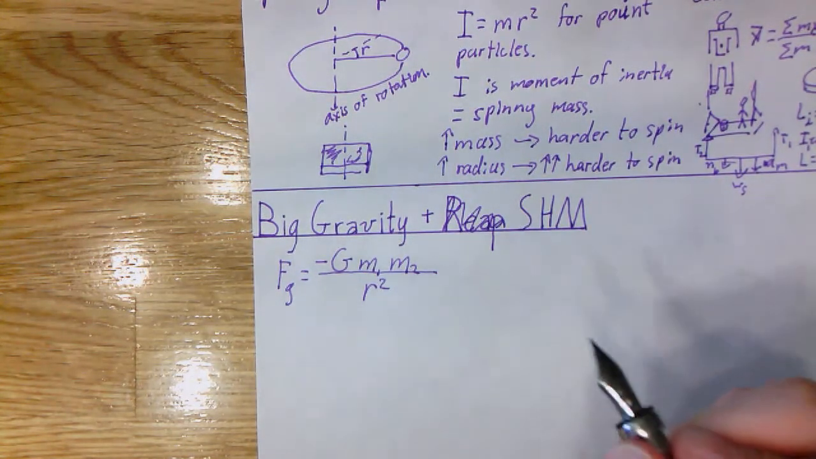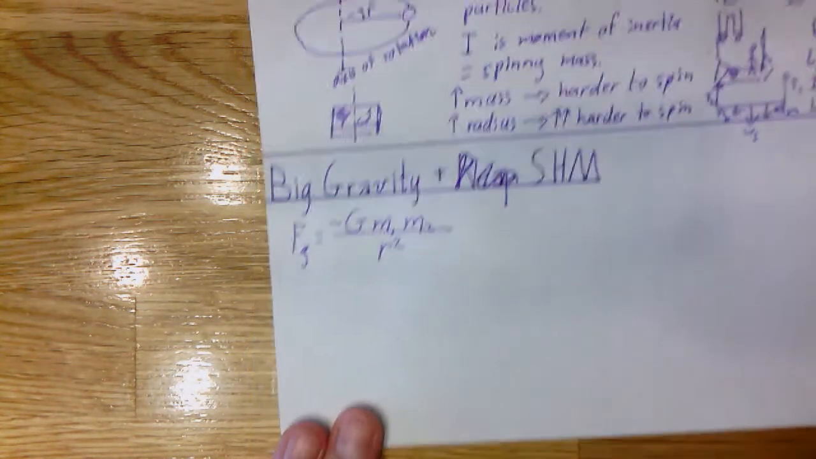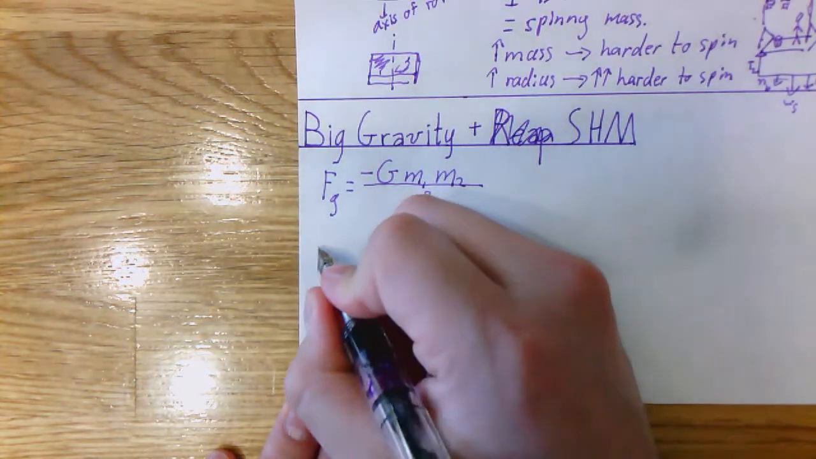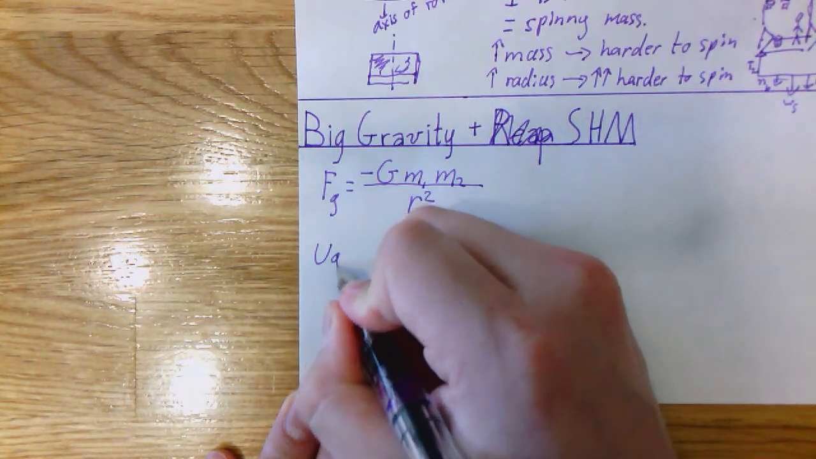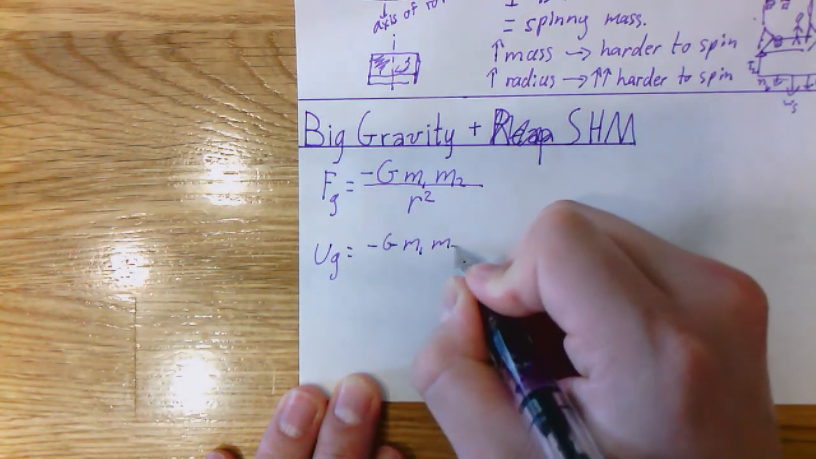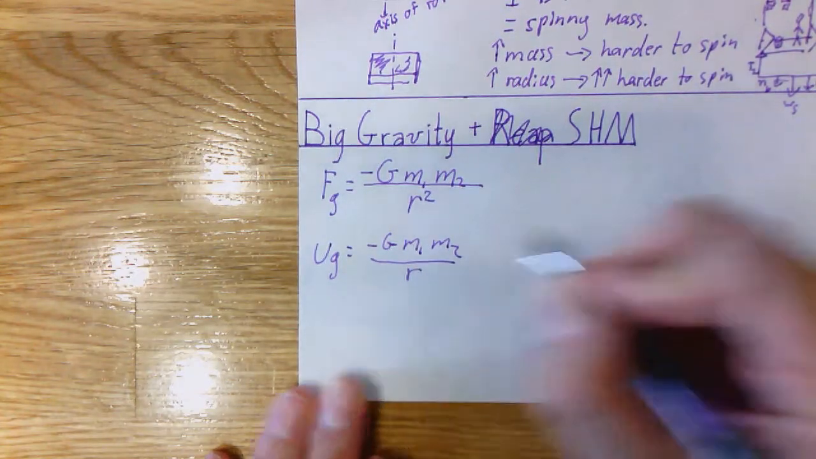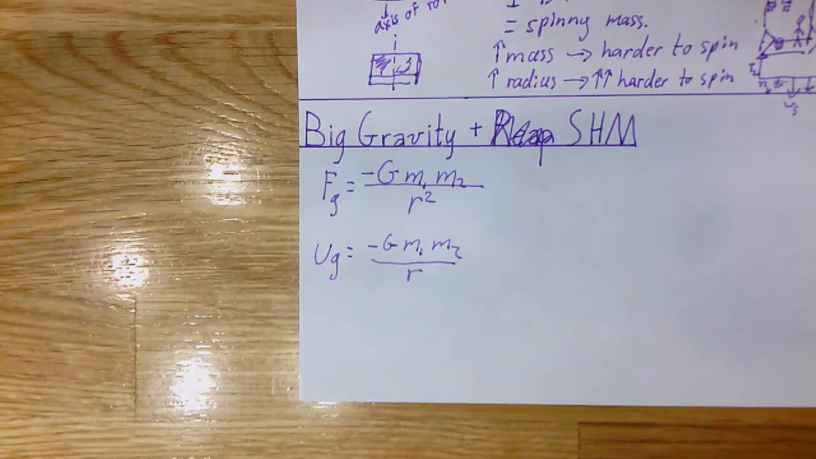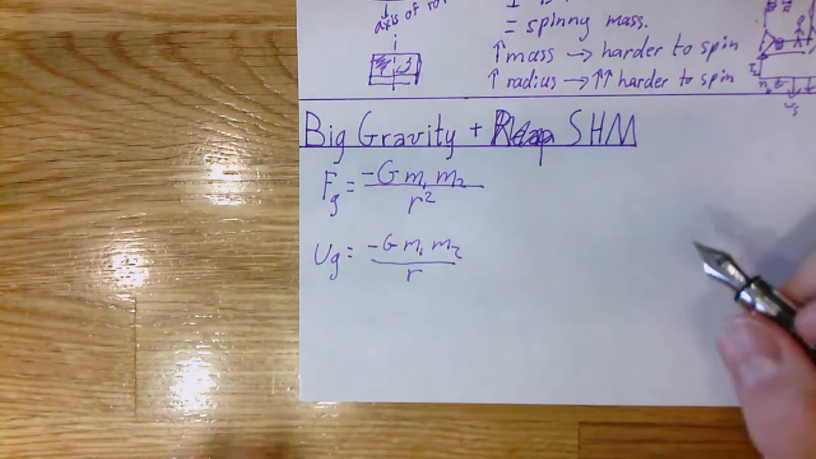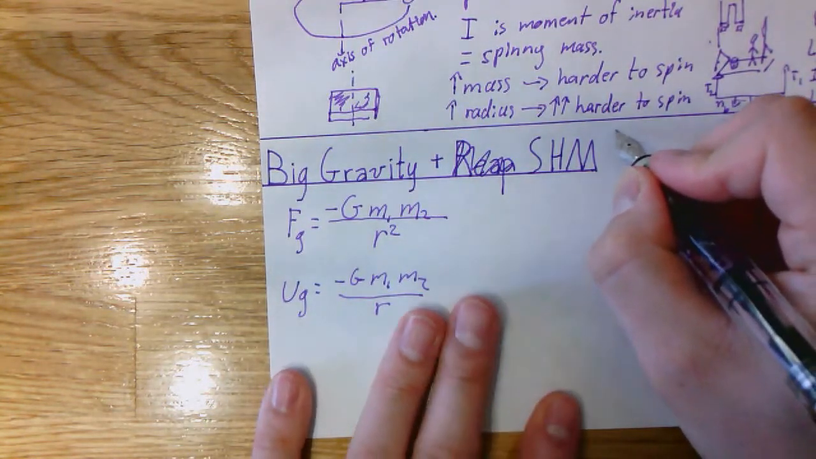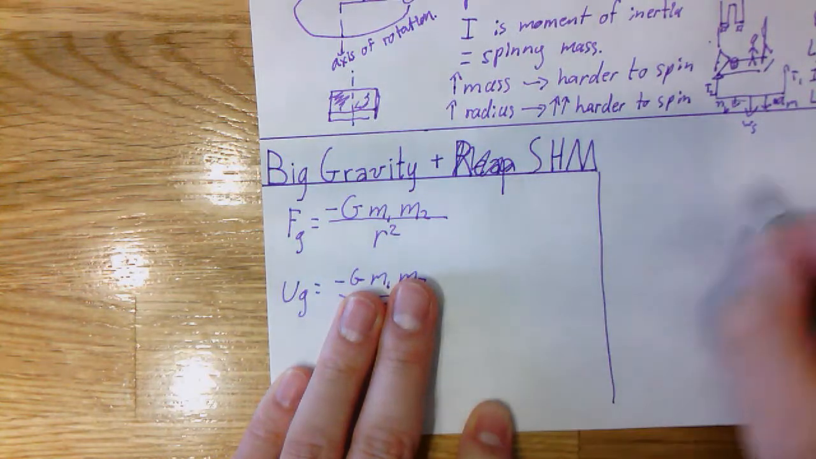If we want gravitational potential energy, you just multiply the whole thing by r, so the r goes away. So UG equals negative G M1 M2 over R. There you go. Okay, so those are your two formulas. Really, it's just a matter of formulas. Let's talk about orbiting a tiny bit, and then we'll put oscillating things over here.